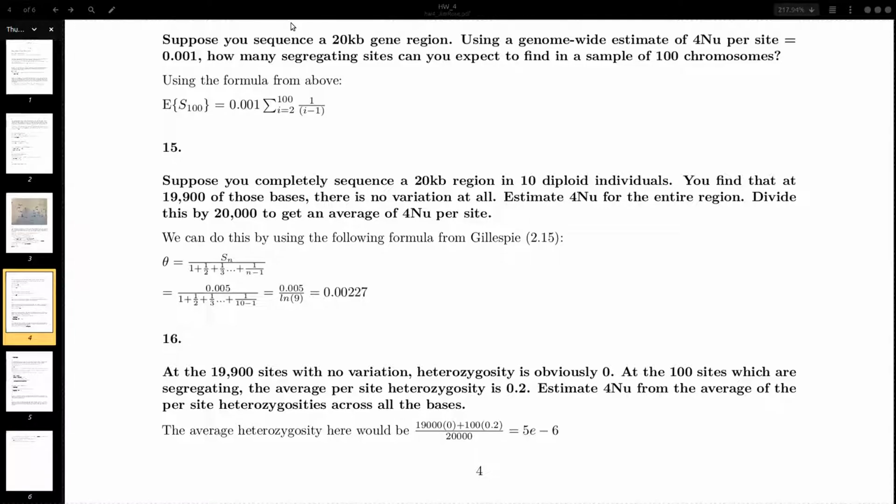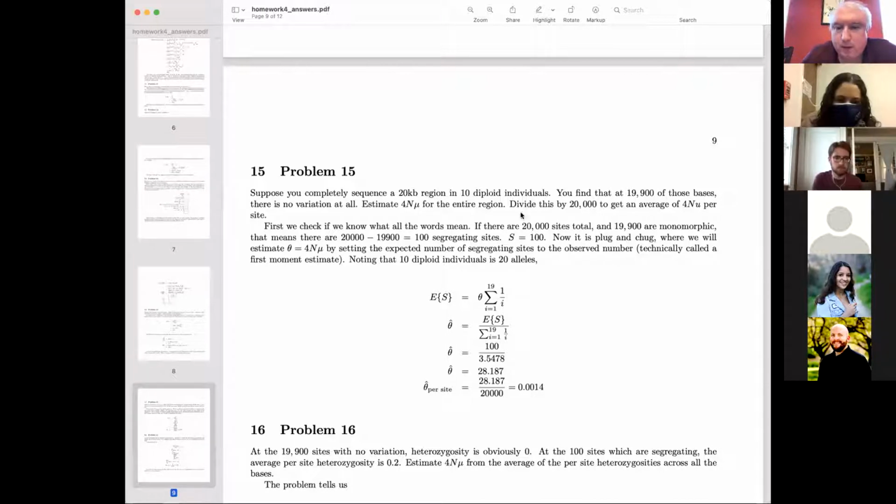Let me just show you what I got. Let's walk through the way I've done it. I haven't shared my screen, have I? Let's try again. Share screen. Homework 4. So 20,000 sites total. That means 100 of them are segregating sites. So S is equal to 100. Now it's just plug and chug.